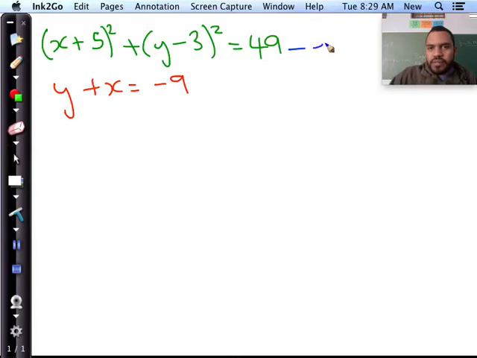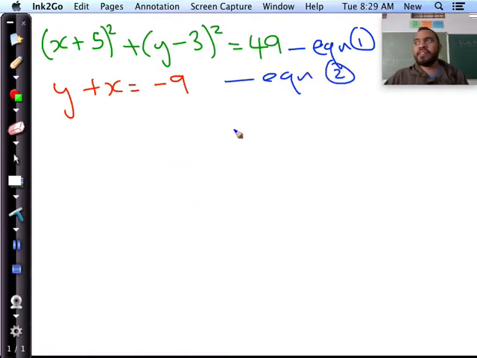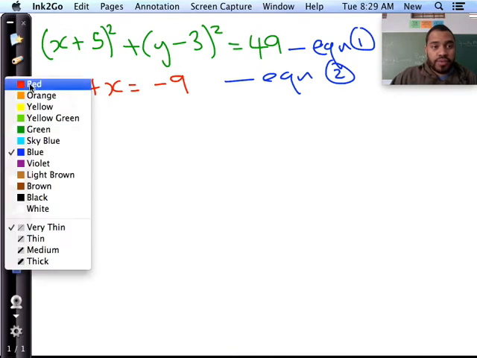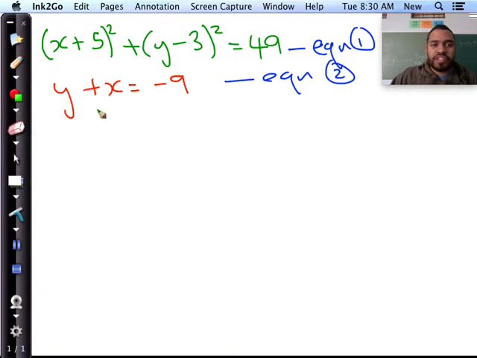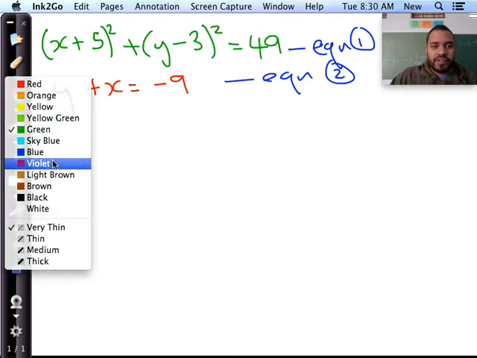Call this equation number 1, and this equation number 2. Now, fairly straightforward. As you guys know, we need to find a third equation in such a way that the subject of that equation consists of only one variable.